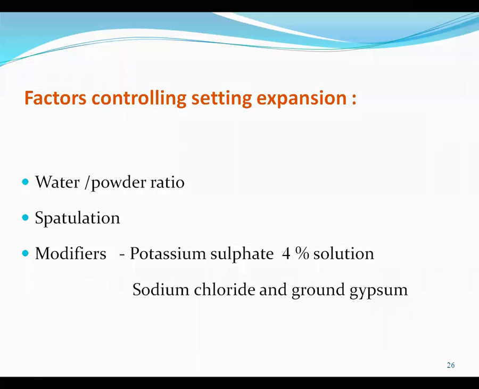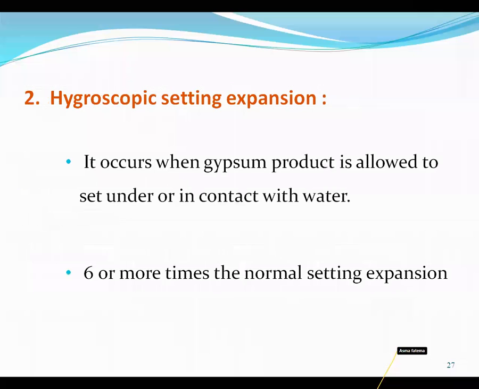Factors controlling the setting expansion: water powder ratio, spatulation, and modifier. The more the water, the more the expansion. And the more the spatulation, the more the expansion. Modifiers help in expansion of the material. This setting expansion helps in compensation of the casting shrinkage.